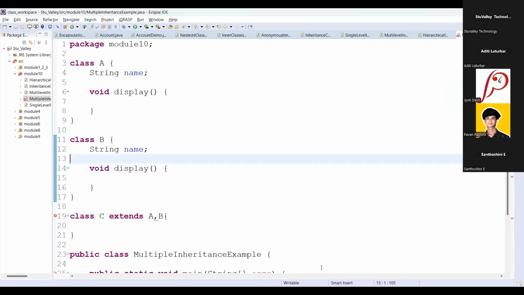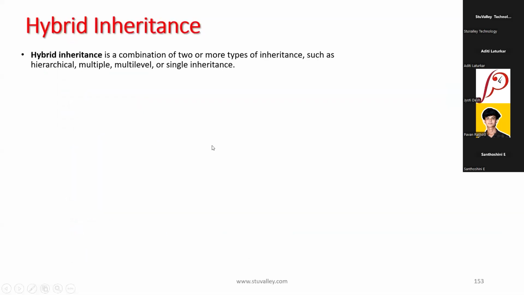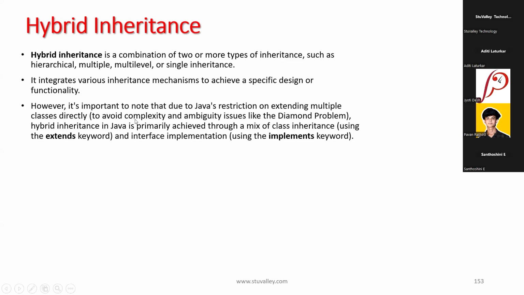Okay, so I think everyone understood. We will go ahead with the next type, that is hybrid inheritance. Hybrid inheritance is a combination of two or more types of inheritance, such as hierarchical, multiple, multi-level, or single inheritance. So basically it is a combination of all the inheritances. It integrates various inheritance mechanisms to achieve specific design or functionality.